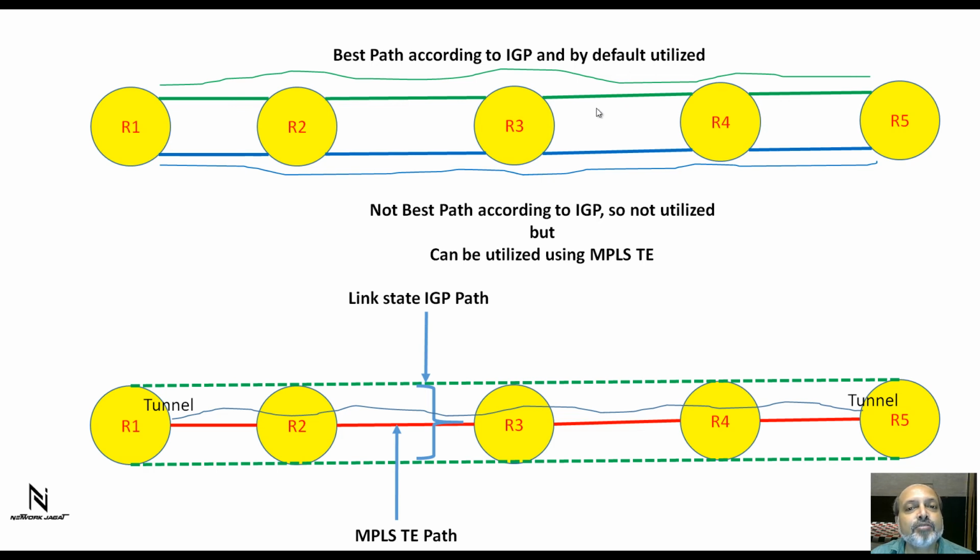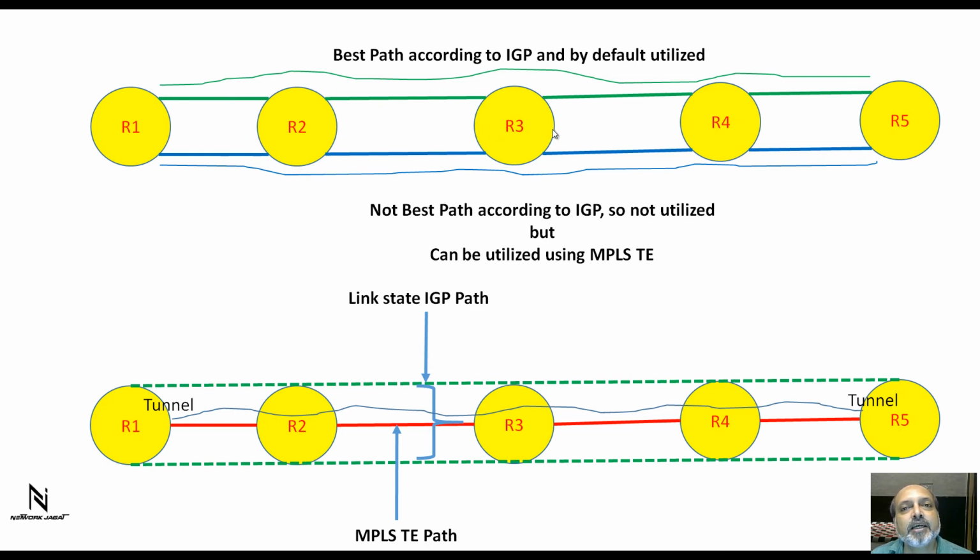You can achieve unequal cost load sharing if both these paths are MPLS TE paths, not an IGP path. By using that autoroute method, you have configured different costs. You have configured a cost here, say for example 10, and here 20. For this path the cost is 10, for this path the cost is 20.